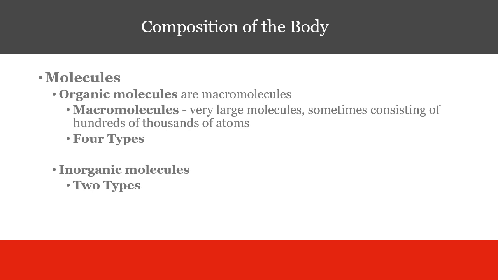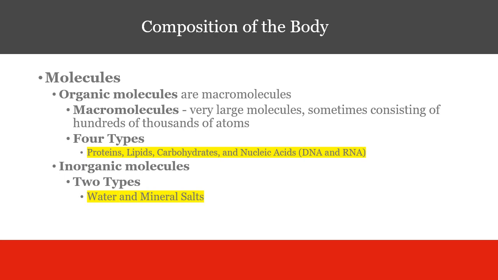There are 2 categories of molecules in the body. They are organic and inorganic. The major differences between the two are that organic molecules are macromolecules. That means that they're very large, hence the word macro, and they consist of sometimes hundreds of thousands of atoms. Inorganic molecules, on the other hand, do not contain carbon, and they're going to be much smaller. As far as the 4 types of macromolecules, there are proteins, lipids, carbohydrates, and nucleic acids. There are 2 types of nucleic acids, and they are DNA and RNA.